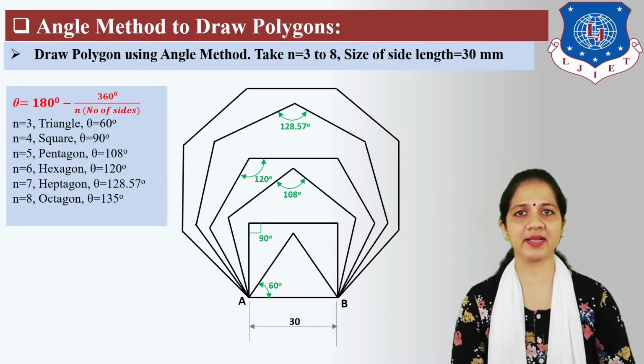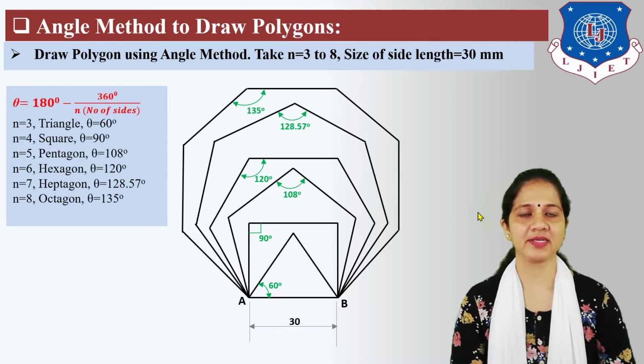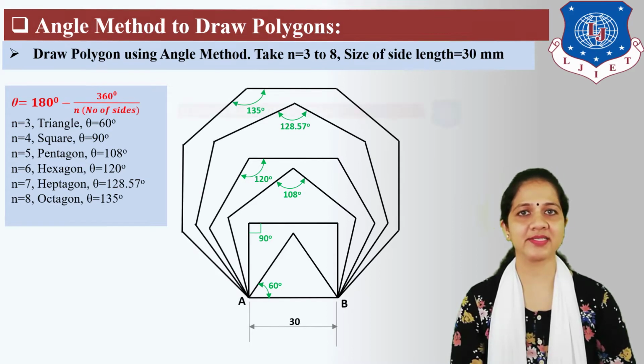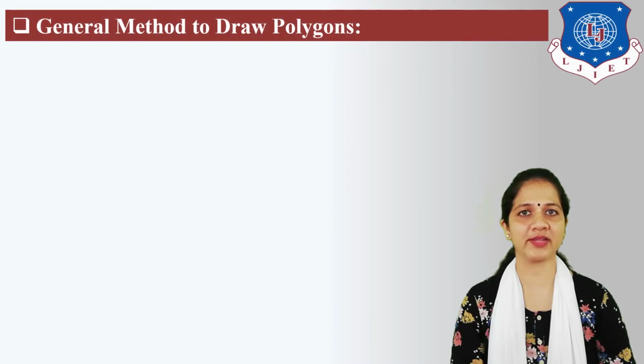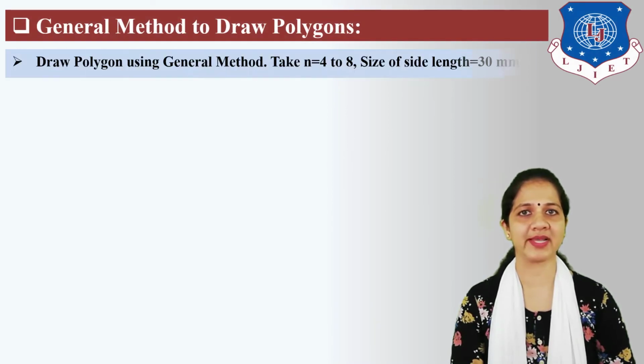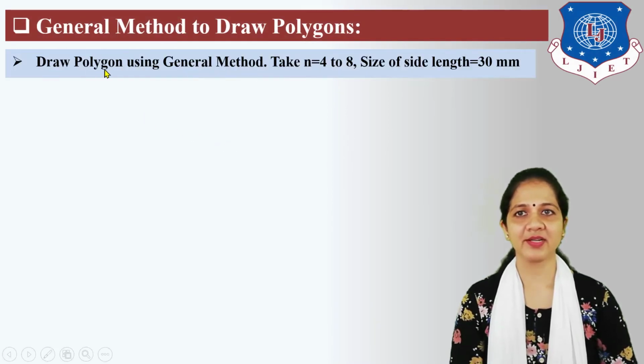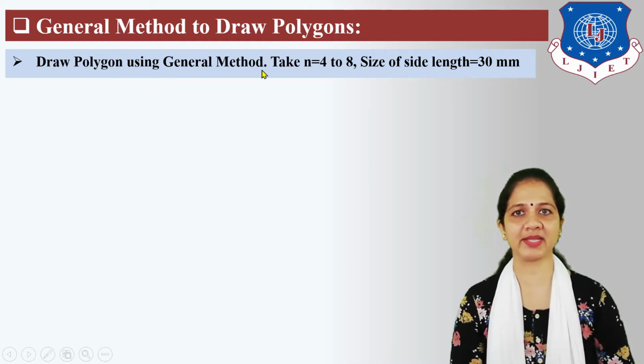Show any one angle in between two sides which is 135 degree. So, this is the angle method to draw different polygons. Next, let us understand the general method to draw different polygons with an example. Draw a polygon using the general method.